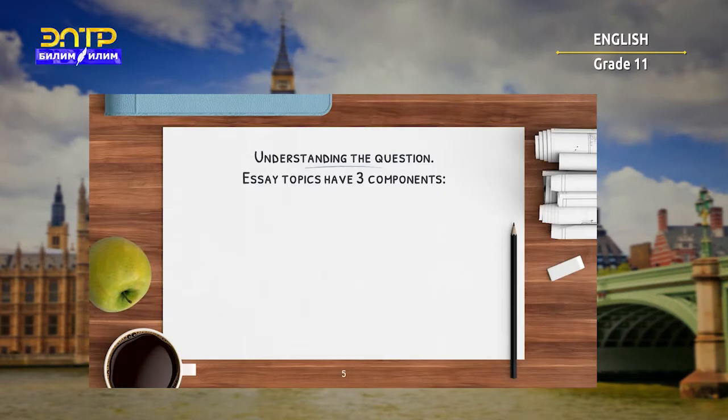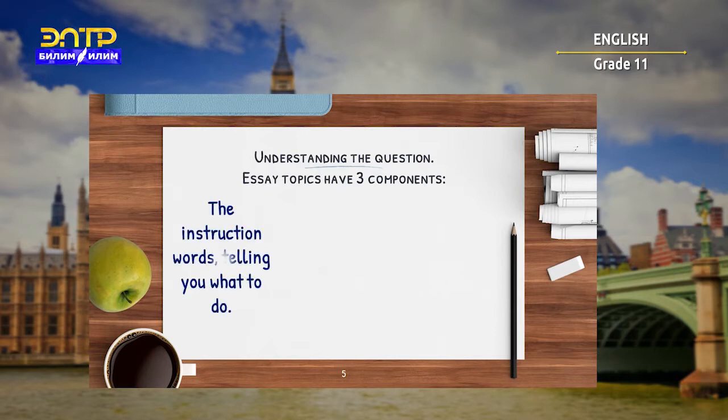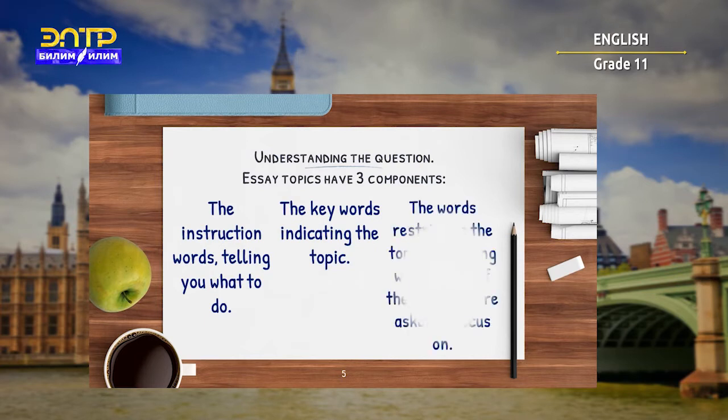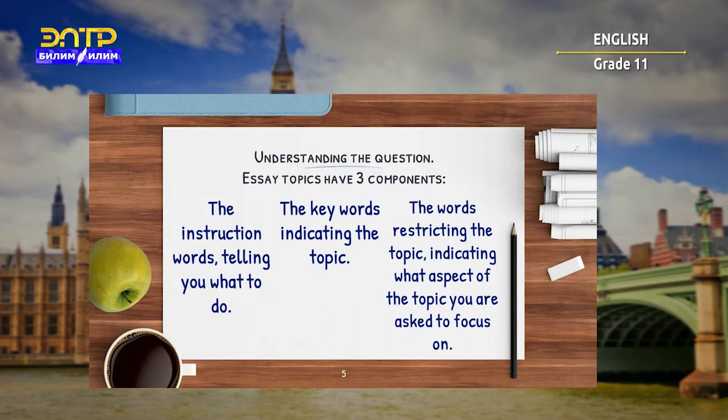Understanding the question. Essay topics usually have three components in them. First, the instruction words telling you what to do. The keywords indicating the topic. And the words restricting the topic, indicating what aspect of the topic you are asked to focus on.